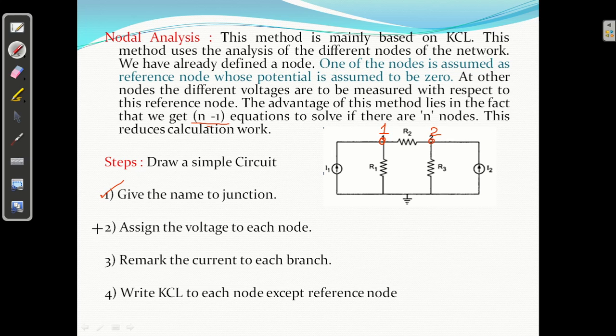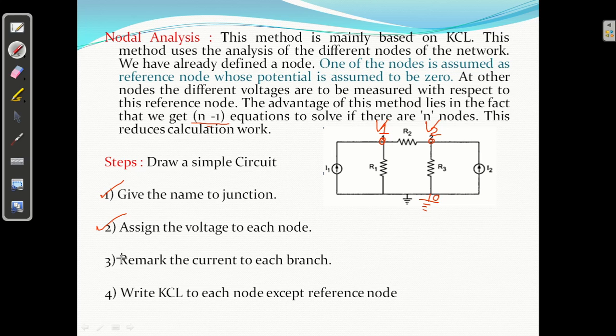Second, assign the voltage to each node. Assign voltage V1 to this one, and voltage V2 to this one. V1 and V2. Assign the voltage to each node. We actually have 3 nodes, 1, 2 and 3, but node 3 is connected to ground. So what is its potential? 0. So other than the reference node, we will assign the voltage V1 to this node and V2 to this node.